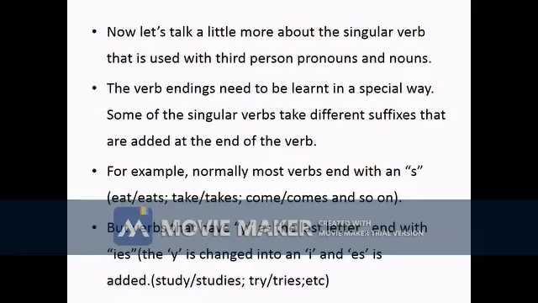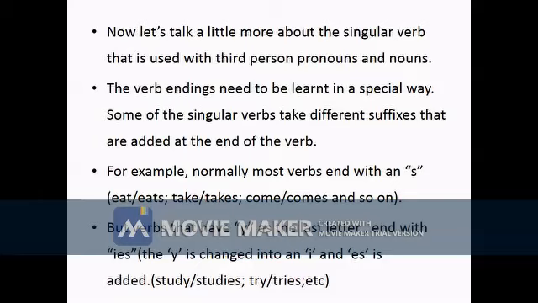For example, study, where you see the last letter is Y, and it has been changed into studies. In the same way, try becomes tries, etc. And words that have ch, s, sh, x, or z as their last letters end with an es, like in church, churches, miss, misses, rush, rushes, and so on.